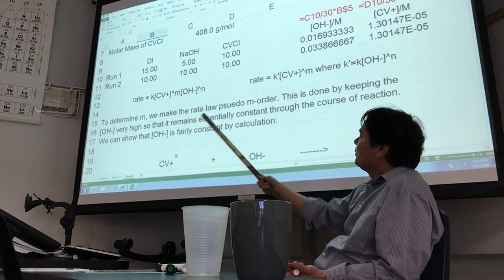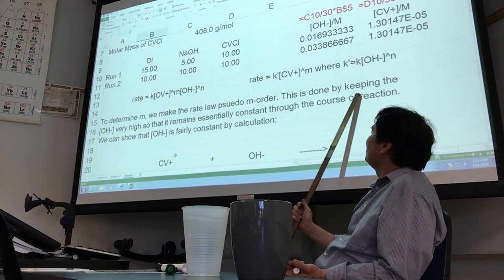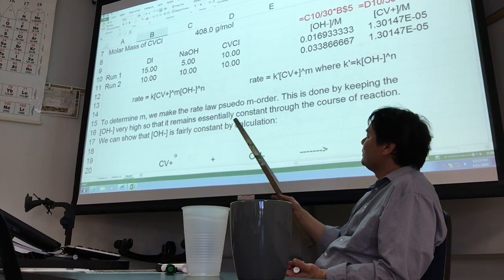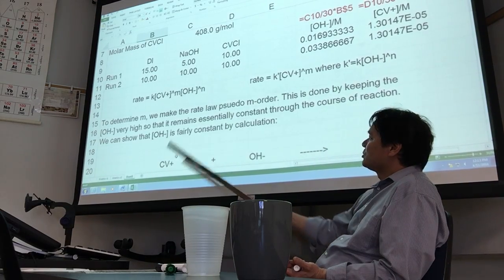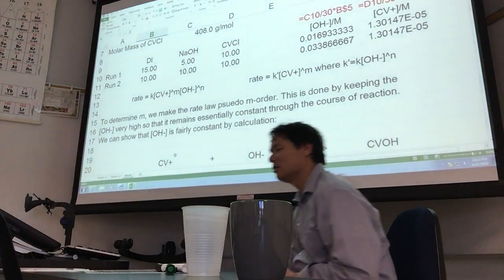And so to determine M, we make the rate law pseudo-M order. This is done by keeping the hydroxide very high so that it remains essentially constant through the course of reaction. We can show this by calculation. That was a calculation we just showed there.